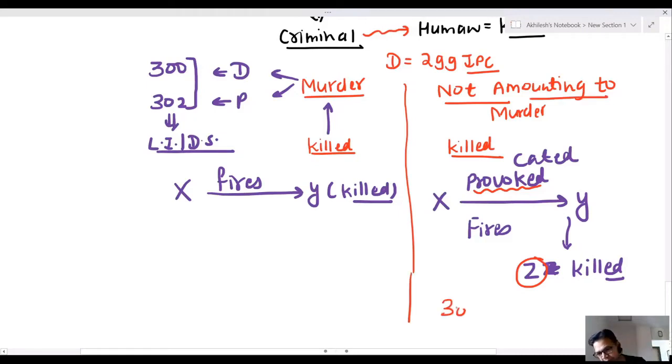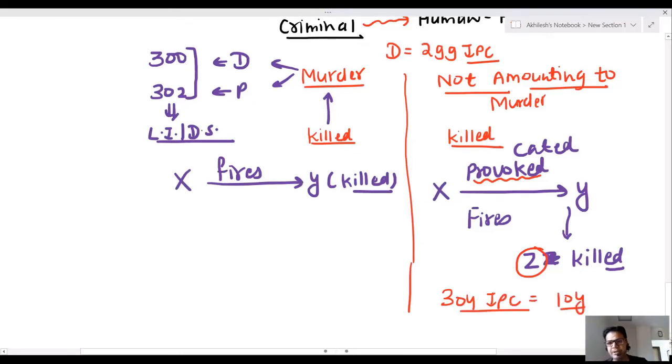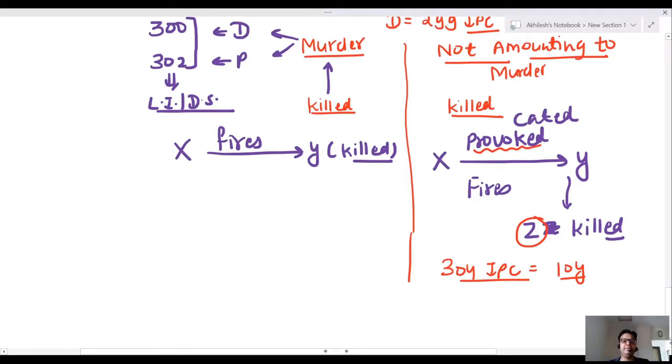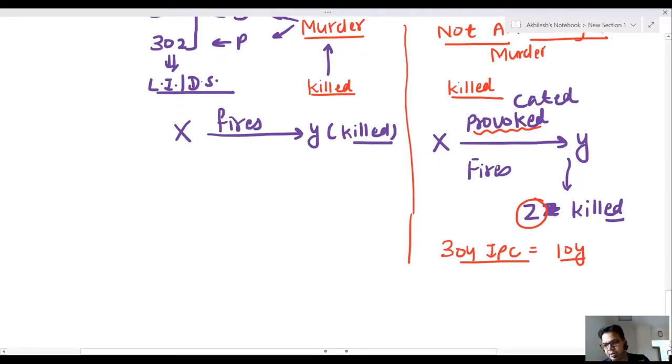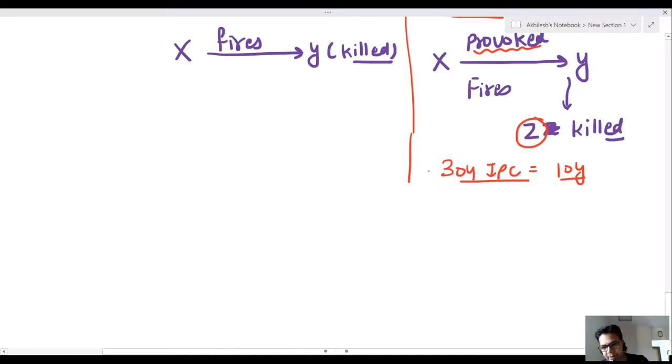It is punishable under 304 IPC. Punishment up to 10 years. Doctor, sometimes what happens, a very simple example: provocation is there. You don't want to kill, but still you fire, and some other person is killed. That is a different thing. It is culpable homicide not amounting to murder. It is punishable.